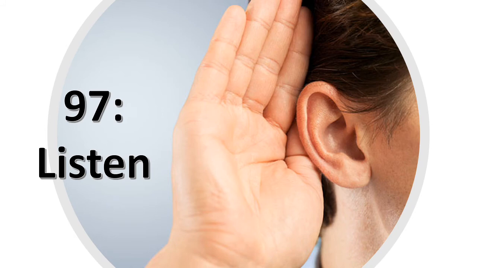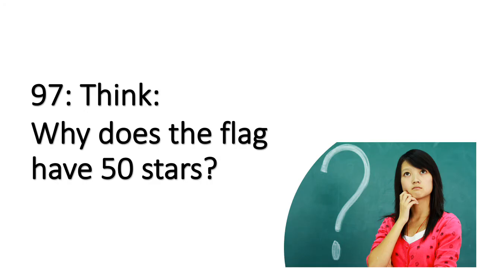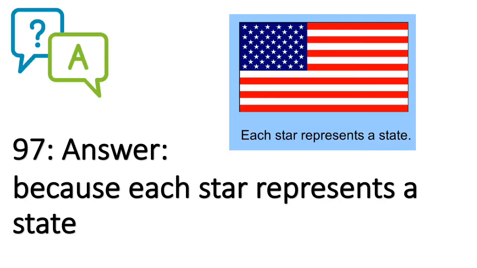Number 97. Why does the flag have 50 stars? Because each star represents a state.